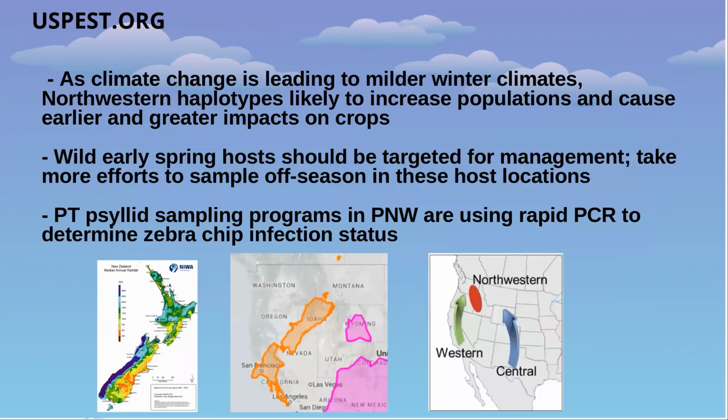So I guess my last couple thoughts here would be that as climate change is leading to milder winter climates, this northwestern haplotype is likely to increase in its population. It'll be more successful, and probably will have higher populations at the beginning of the season. And so that may cause earlier and greater impacts on the crops. These wild early spring hosts, I think, should be targeted for management if they're not already doing that.